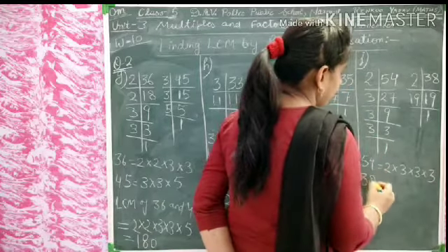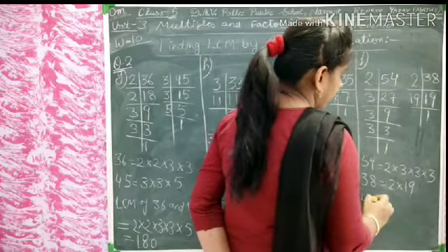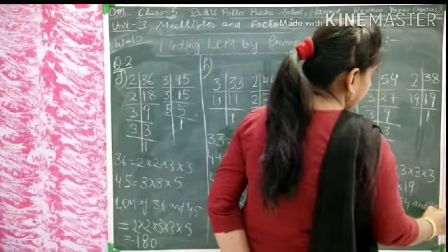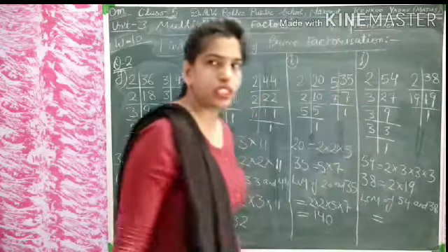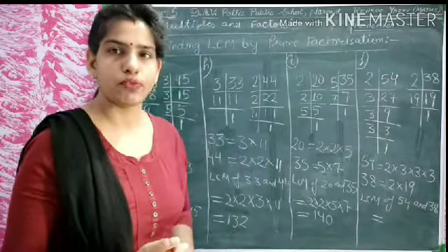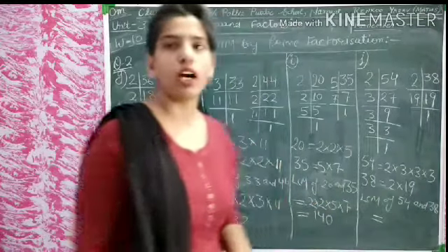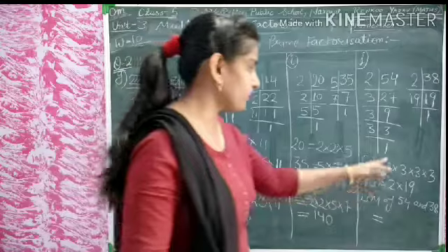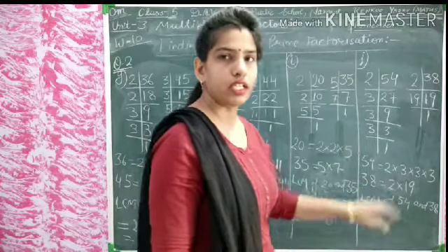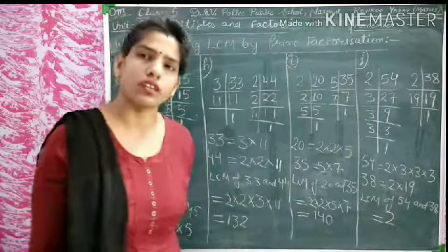Now there is a number 38, which is 2 into 19. What will be the LCM of 54 and 38? So students, let's see, the prime factors here are 2, 3 and 19. Only 2, 3 and 19. So first check the number 2. How many times does 2 occur? In both the numbers it occurs only 1 time. It means in the LCM, 2 is written only 1 time.